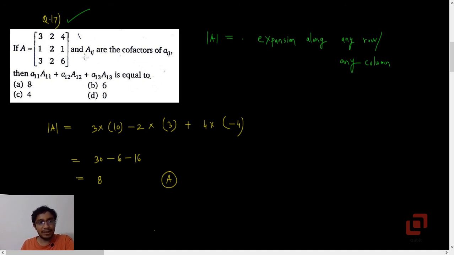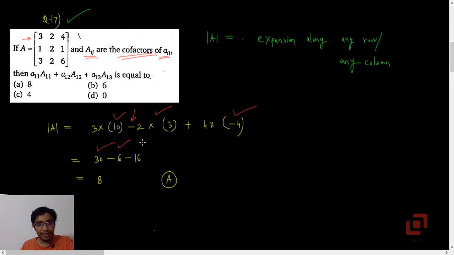If A is this matrix and Aij are the cofactors of aij, then a11 A11 plus a12 A12 plus a13 A13 is equal to. This is basically asking us to expand the determinant of A along the first row, so that's as good as finding the determinant of A. 3 into 12 minus 2, 10 minus 2. That minus sign comes because 2 is present in the first row, second column, so the sign of the minor will change. Minus 2 into 6 minus 3 3 plus 4 into 2 minus 6 minus 4.